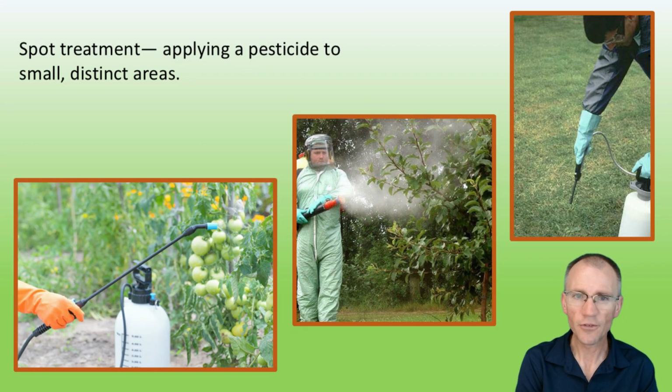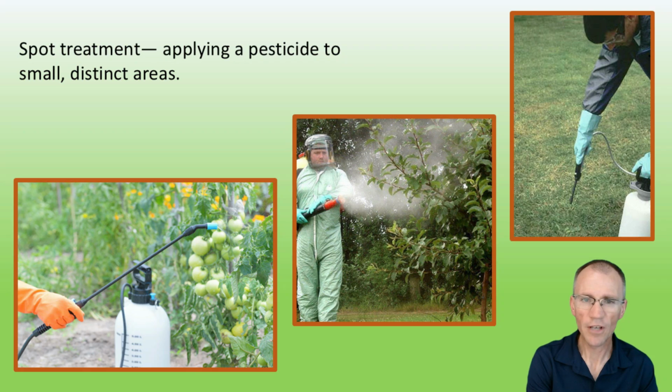Next, we have a spot treatment. This would be applying a pesticide to small, distinct areas. And a lot of times when we talk about spot treatments, you're going to see on the label what a spot treatment is. So a lot of times it'll even say on a label 2 feet or less or something like that. But just keep in mind, a spot treatment is going to be a small, distinct area.